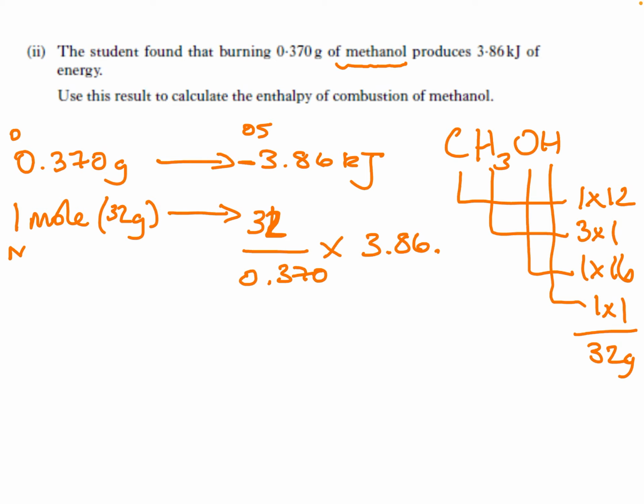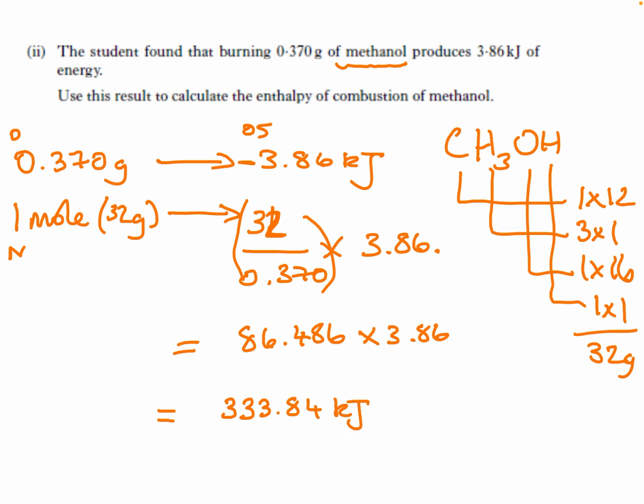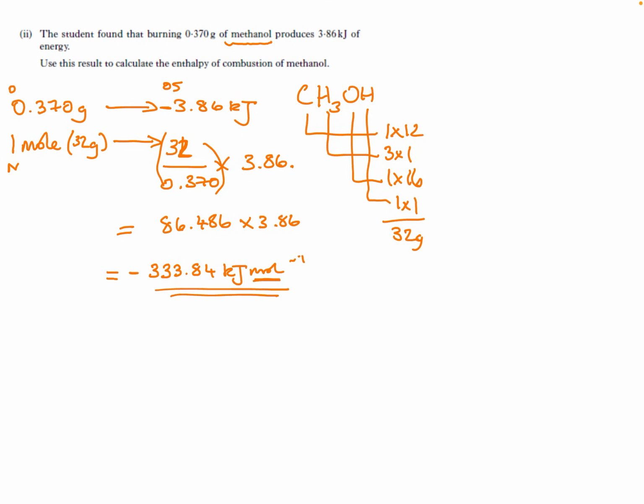So that's fine. If you did the first part in your calculator, that comes out to be 86.486 times by 3.86. So your final answer is going to be 333.84 kilojoules per mole. And remember that you need to put this per mole part in because it's the enthalpy, and remember we need to always put the negative in because we know that this is a combustion reaction, so it's going to be negative, it's going to be exothermic.